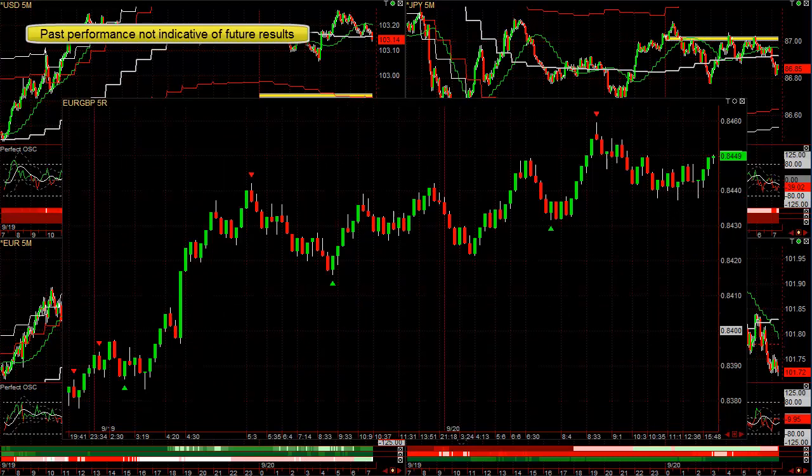And I don't really trade the euro pound that much, but strong euro, weak pound, you're focusing on buy signals, and you can see, it went up about 20-25 pips. This is really how it's meant to be traded. You use a currency index to focus on buying a strong currency versus a weak.